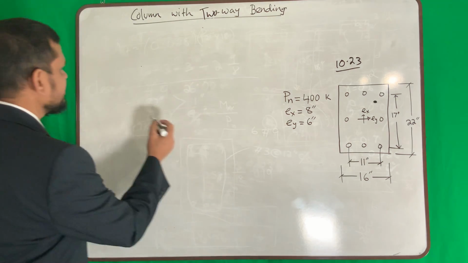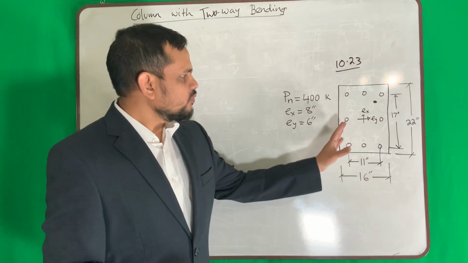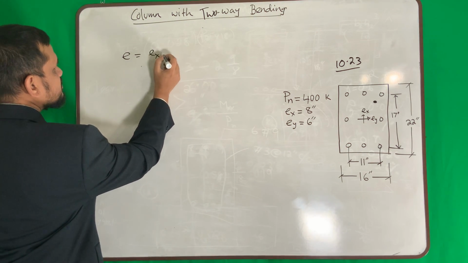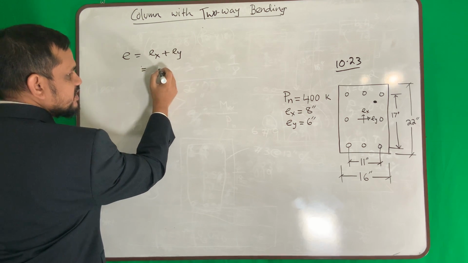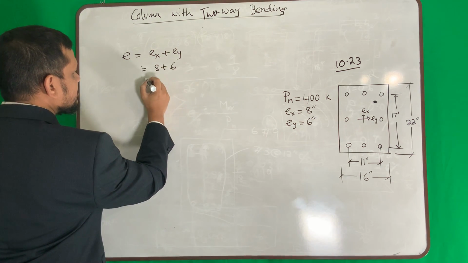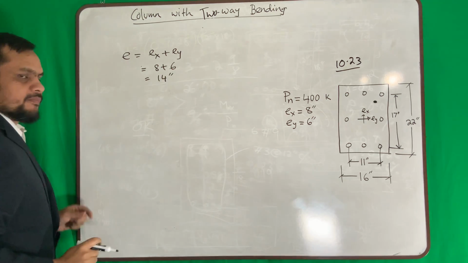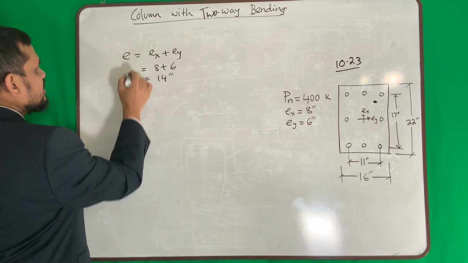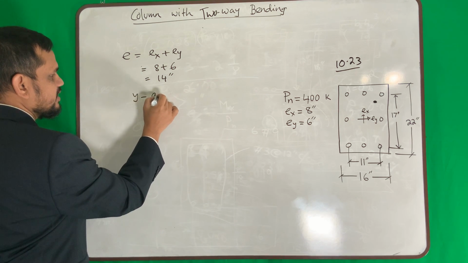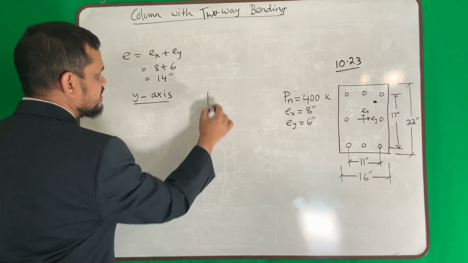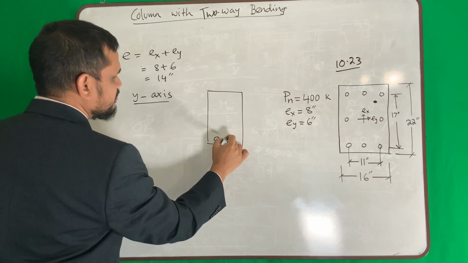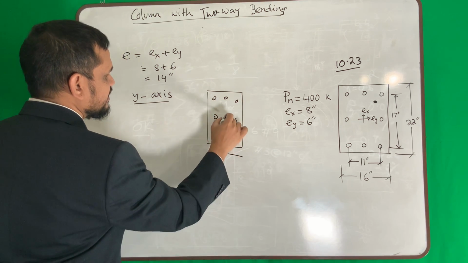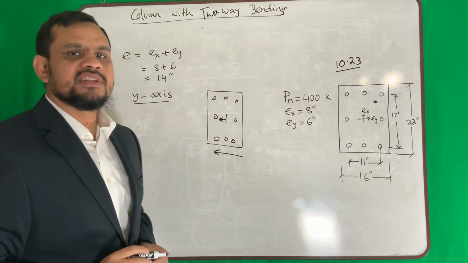What is this method? We combine these two. That means we will make our ex plus ey. That means your e will be 8 plus 6, which is 14 inch. Your e will be 14 inch, and then you will design about the y-axis. That means your reinforcement all around. So you will design this way, so your eccentricity is about this way only.